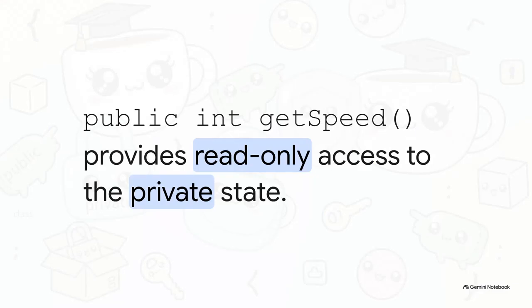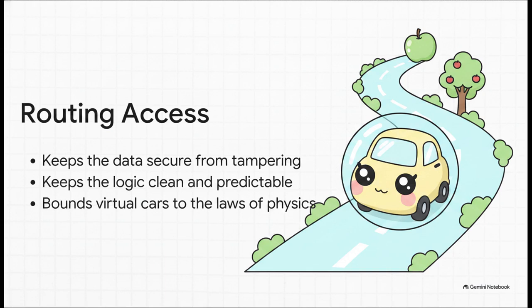And of course, the driver still needs to know how fast they're going, right? We provide another controlled interface for that, public int getSpeed. This acts as our dashboard speedometer. It provides read-only access to the private state. You can look at the speed all you want, but you can't reach through the dashboard and change the needle yourself.